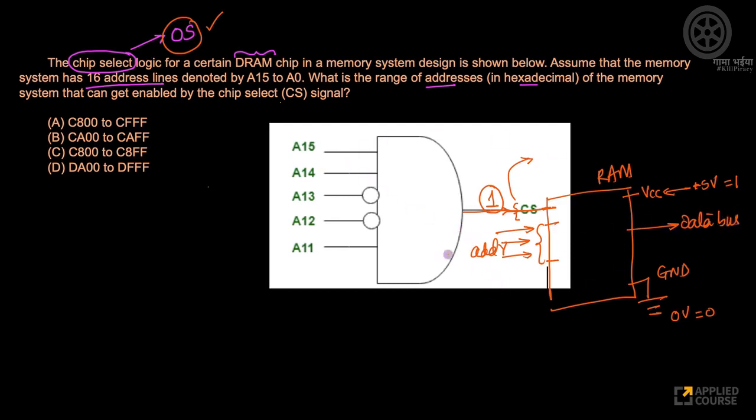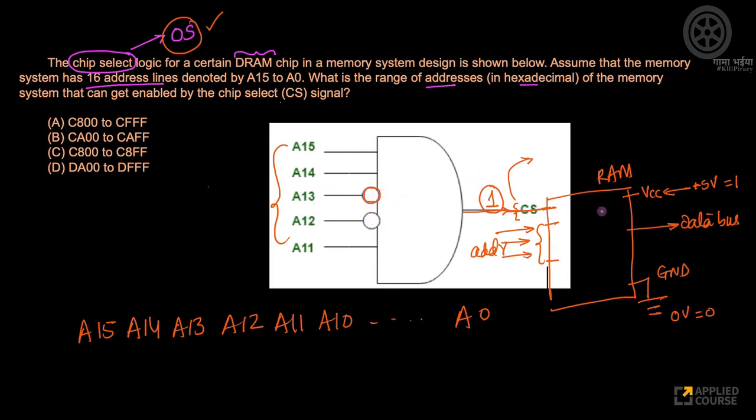So the logic here: you have 16 bits, A0 to A15, A15, A14, A13, A12, A11, A10, and so on up to A0. Look at what they have done. From A11 to A15, they've connected it to a logical OR. And this blob here means negation of this. If you send 0, it will become 1. If you send 1, it will become 0. So when will this chip be selected? When A15 equals 1. When A14 equals 1. When A13 equals 1.